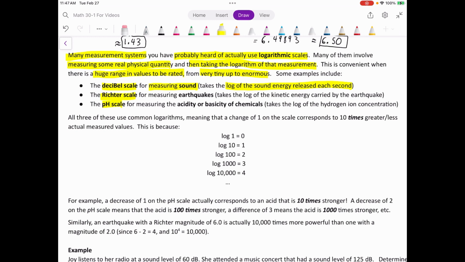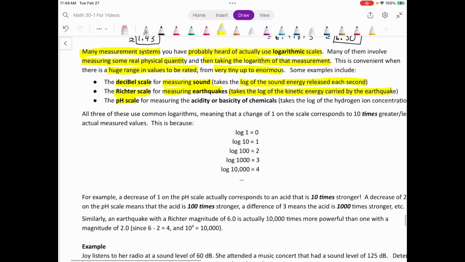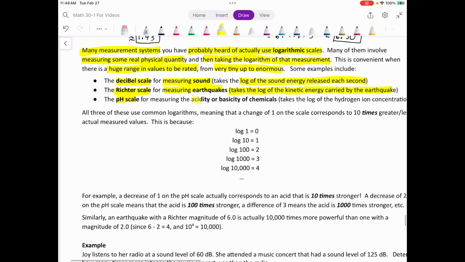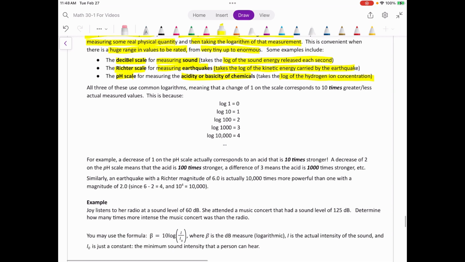The Richter scale for measuring earthquakes takes the log of the kinetic energy carried by the earthquake. So have you heard of a 5.4 magnitude earthquake versus a 7 magnitude earthquake, right? That's actually a logarithmic scale. What you're hearing when you hear a 5.1 scale earthquake is the log of the amount of energy that was released, okay? The pH scale, as we talked about, measures the acidity or basicity of chemicals, and it takes the log of the hydrogen ion concentration, because that's what determines a chemical's acidity or basicity.